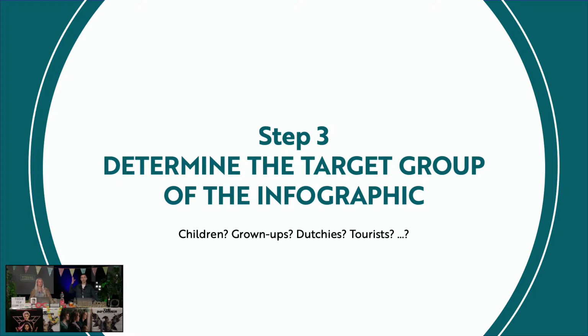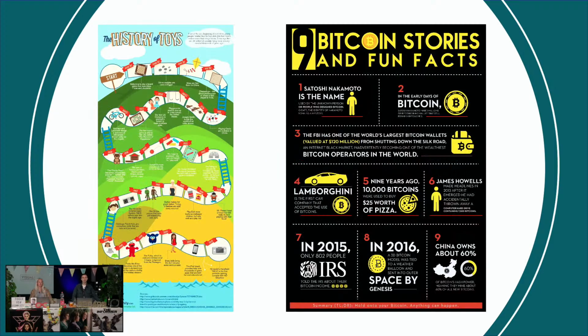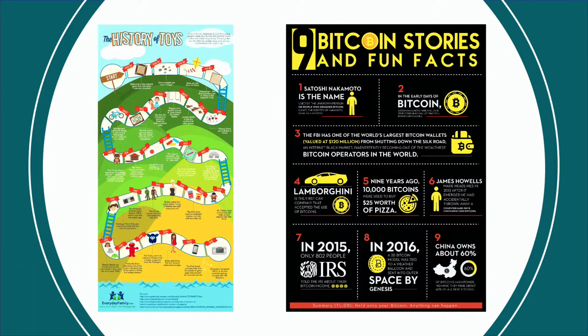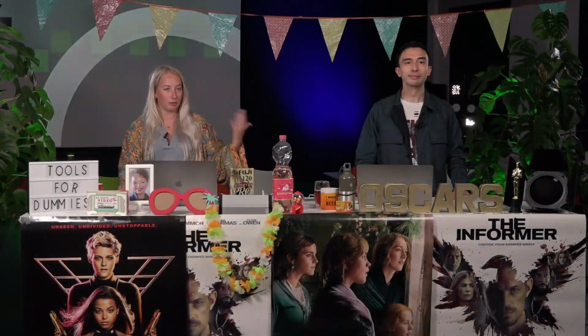You can imagine that an infographic made for children has a different look than one made for grown-ups, like you see in these two examples. On the left, it's a history of toys infographic, and it's very playful and colorful. Yeah. While the one on the right is about Bitcoin. That's not a children's subject, so it's more seriously designed. So if you take a look at our infographic, we have a lot of information about cheese. So what can be the purpose of the infographic?